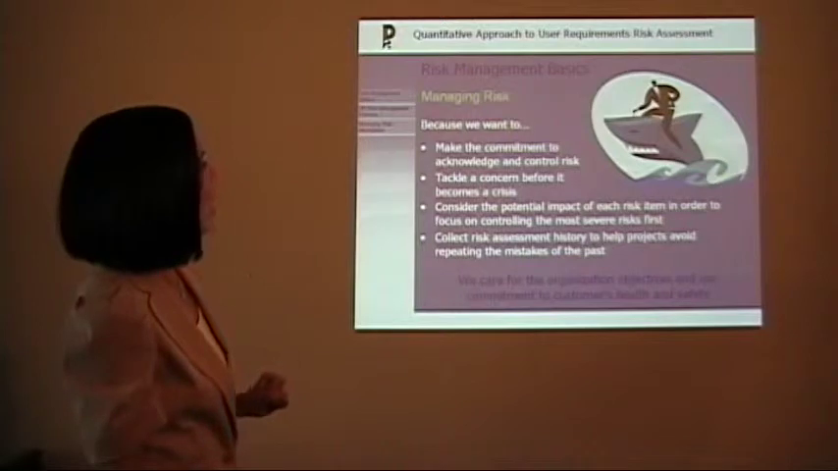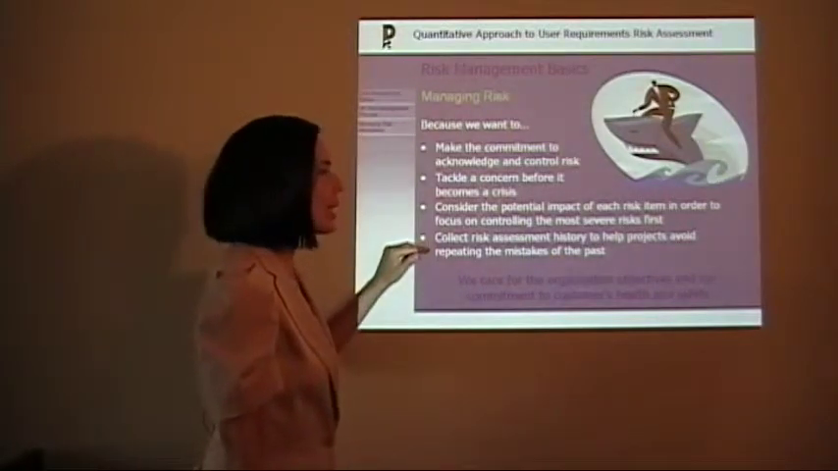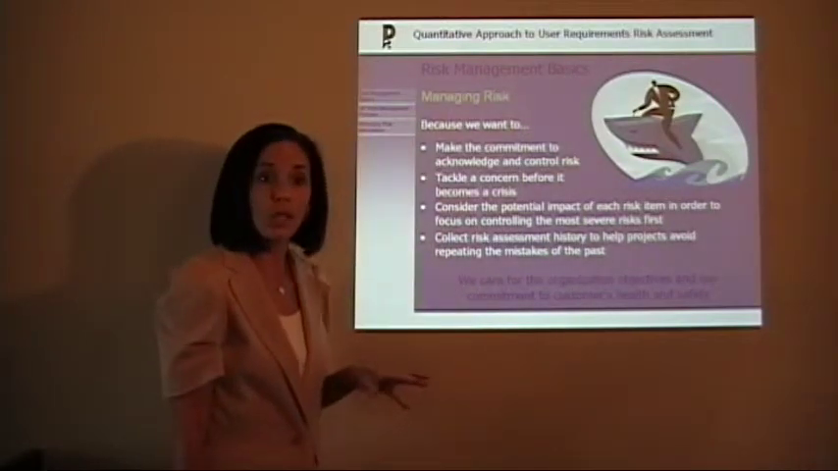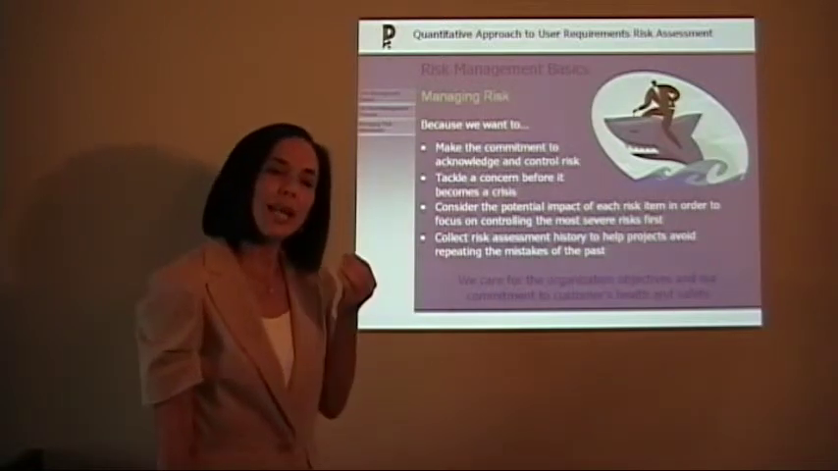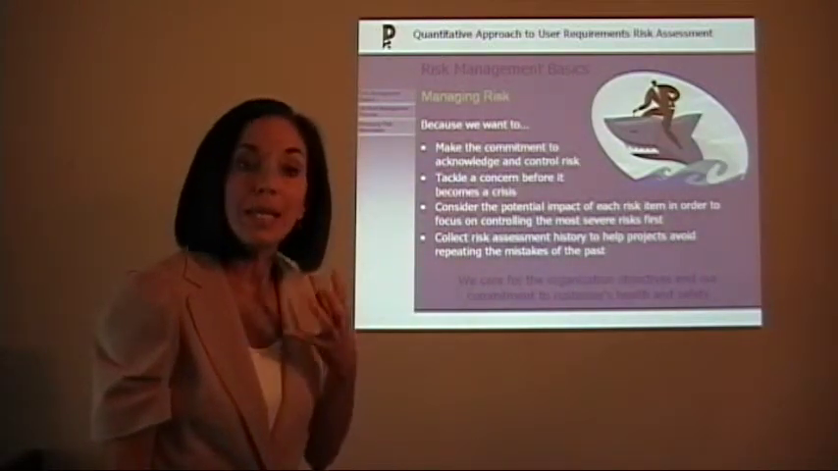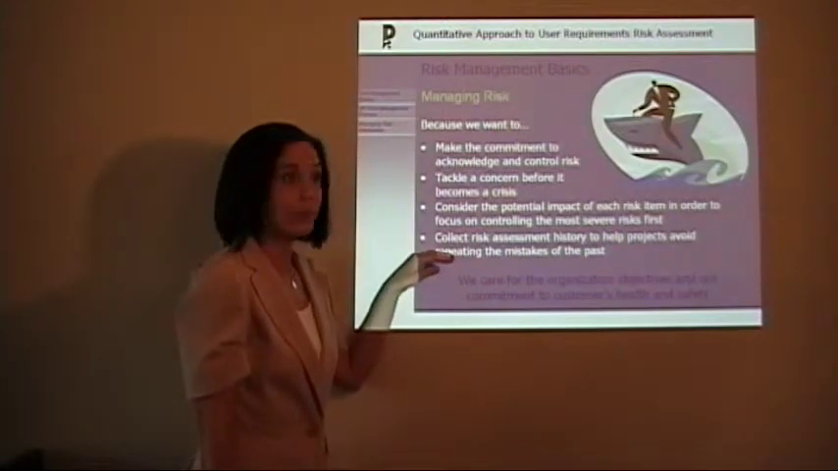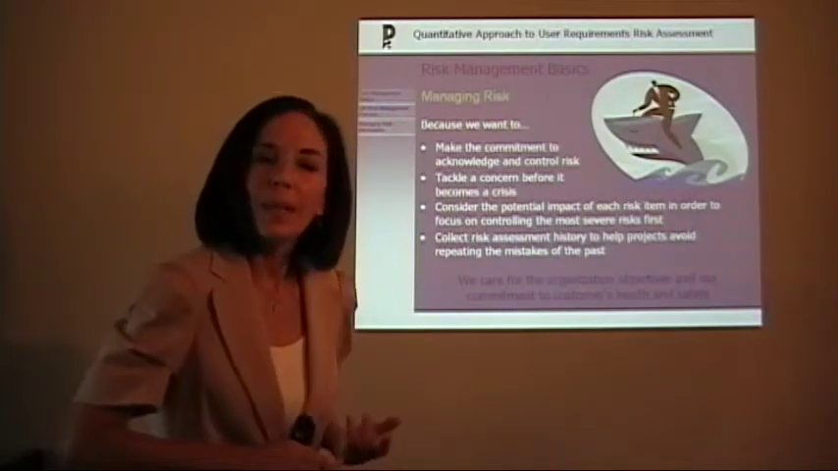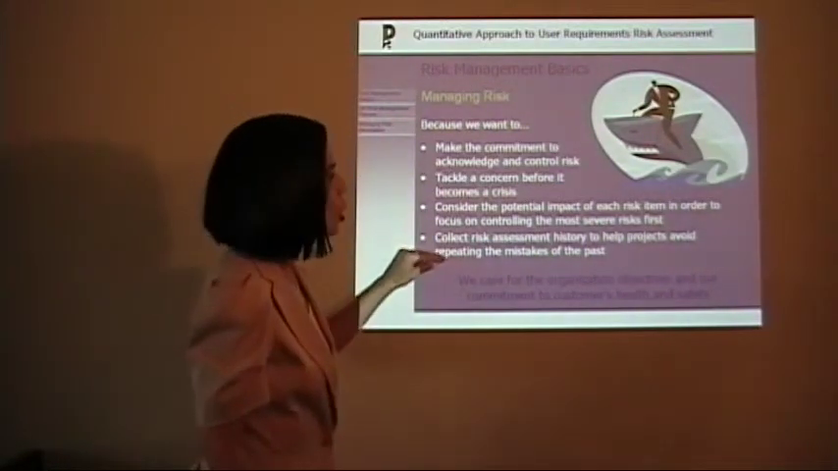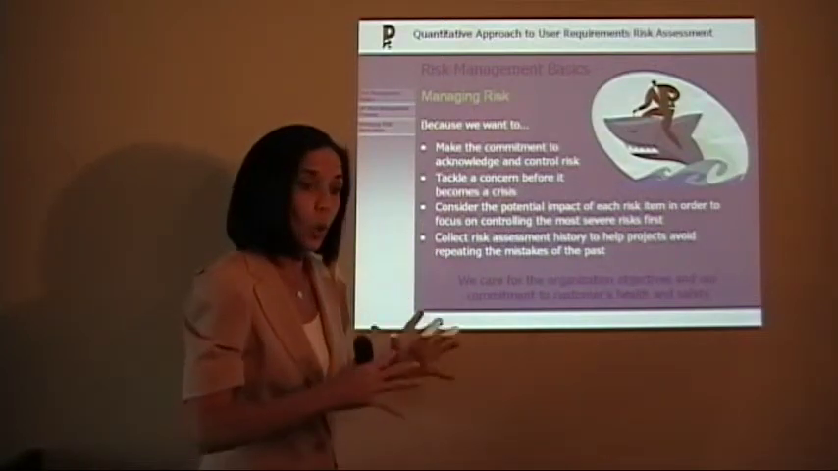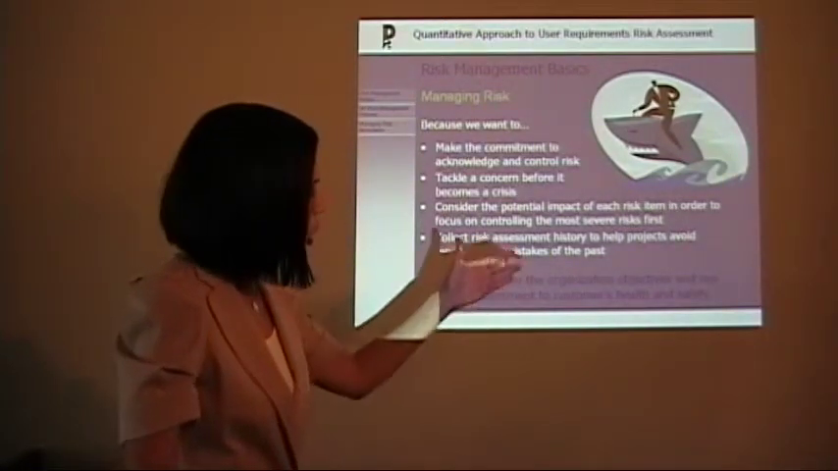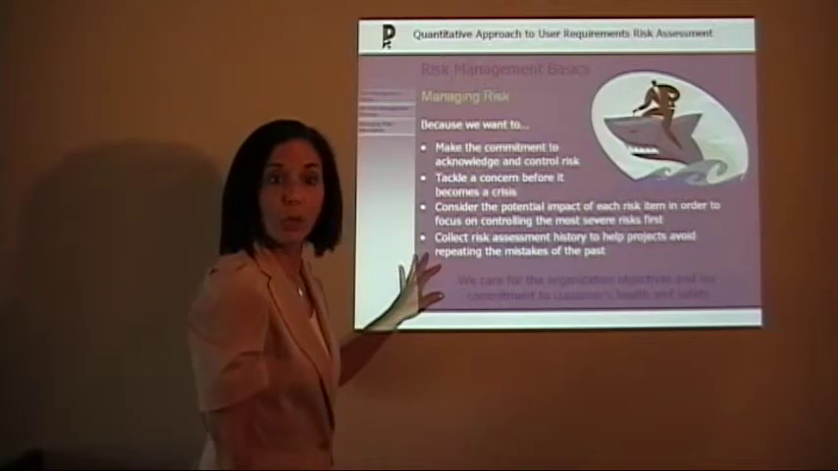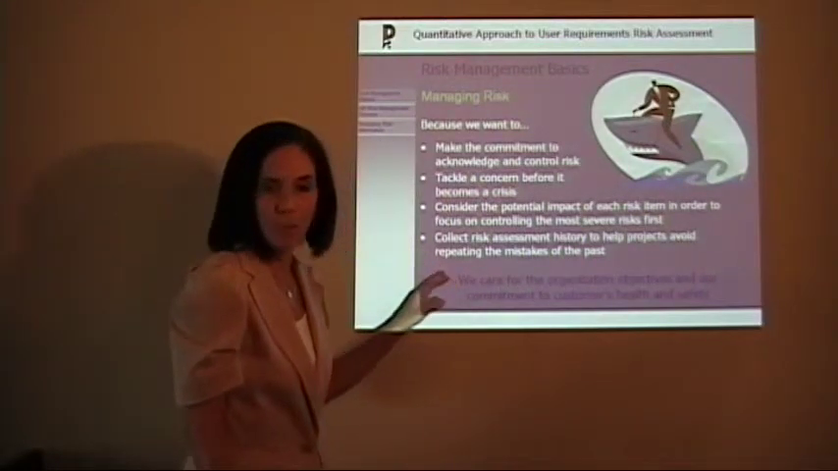The other reason why we want to manage risk is to collect risk assessment history to help projects avoid repeating the mistakes of the past. This is extremely important. What it also means is that you can use the risk assessment data for metrics to measure how you are progressing in your system implementations avoiding risks. Or you can use that data as history, so that as you start other projects, you look at your history of risk to avoid previous problems, and now you can implement your systems more successfully.